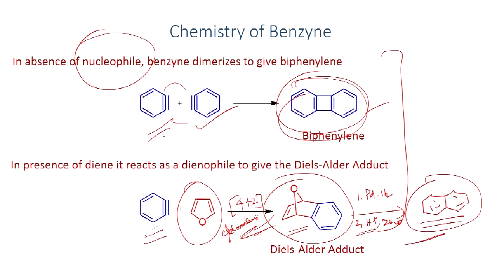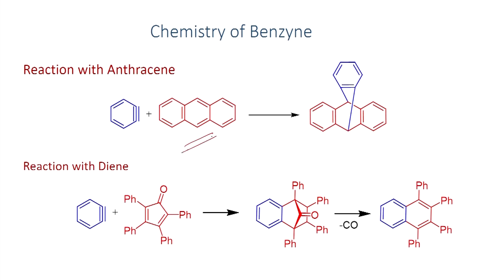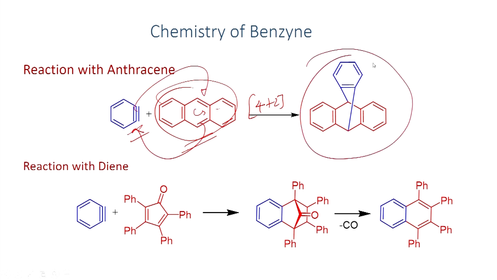If you have this benzyne, you can react it with furan, and you can get this tricyclic derivative, which can be readily converted into naphthalene by hydrogenation using a palladium catalyst followed by acid workup. Here also the cycloaddition reaction is shown; we have just seen the 4+2 cycloaddition reaction. Similarly, with this substrate, if you have benzyne and you react it with anthracene, it can undergo a 4+2 cycloaddition reaction, and you will be able to get this compound.